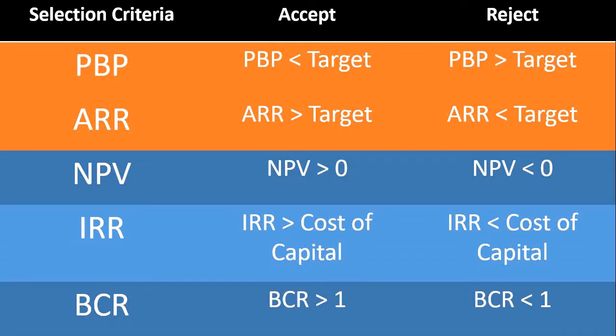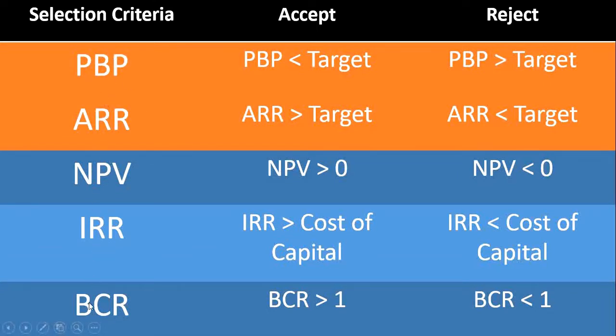If you're given a project and you need to decide whether you should accept or reject the project, you must have some decision criteria or selection criteria, whatever you say. Based on that, you take your decision. So all these selection criteria to decide a project to be accepted or rejected are given in front of you.